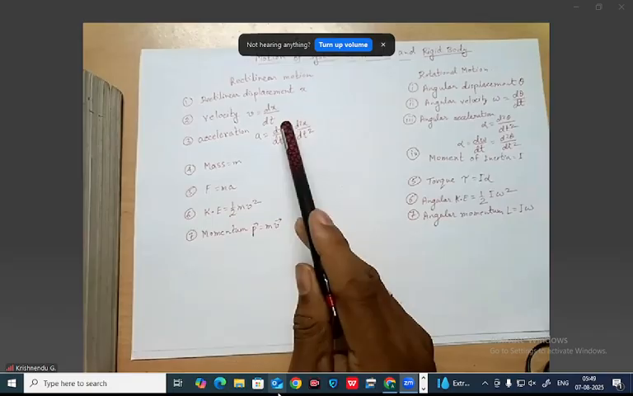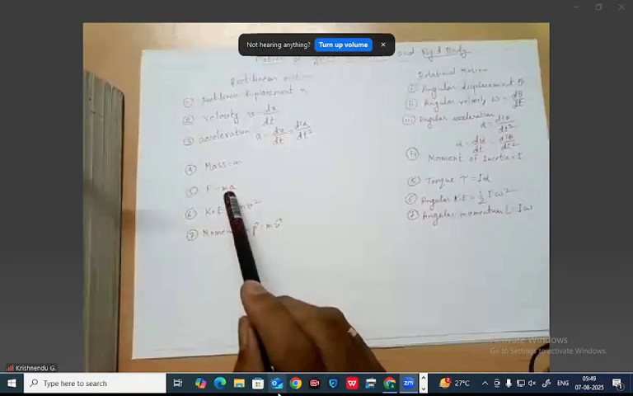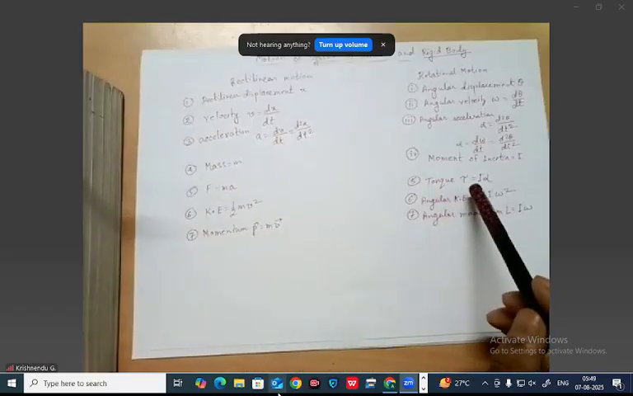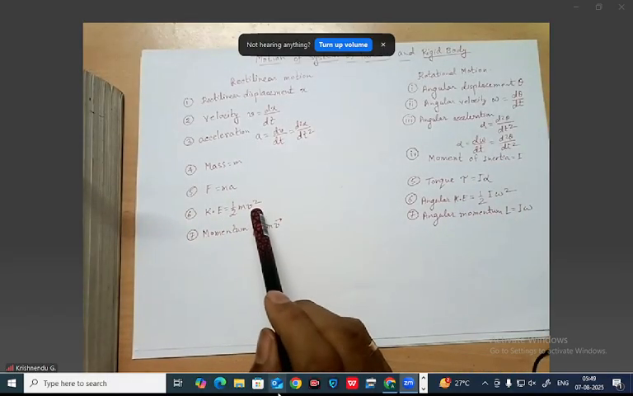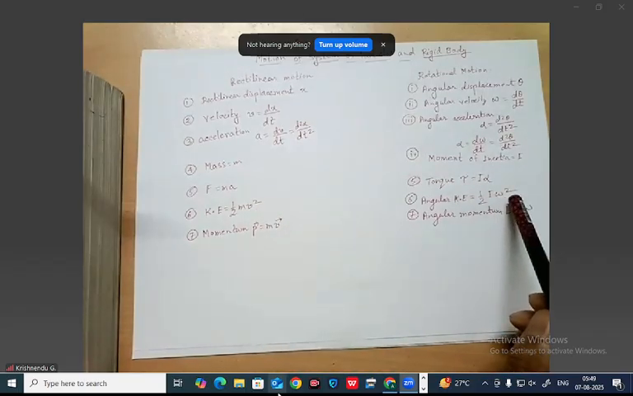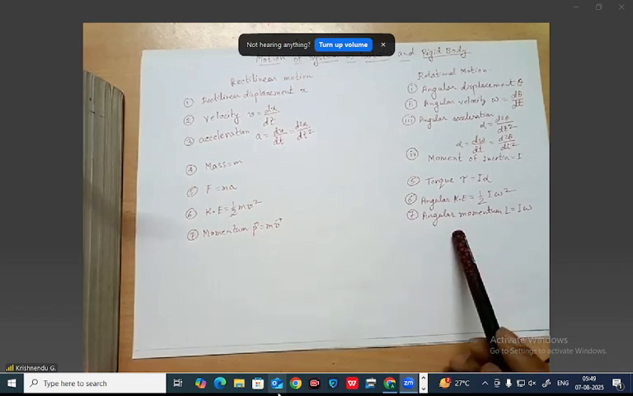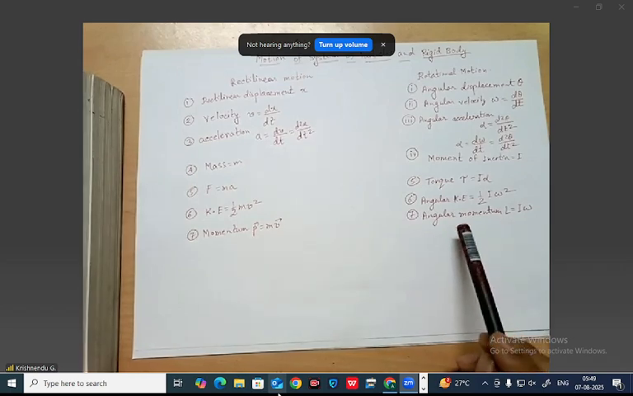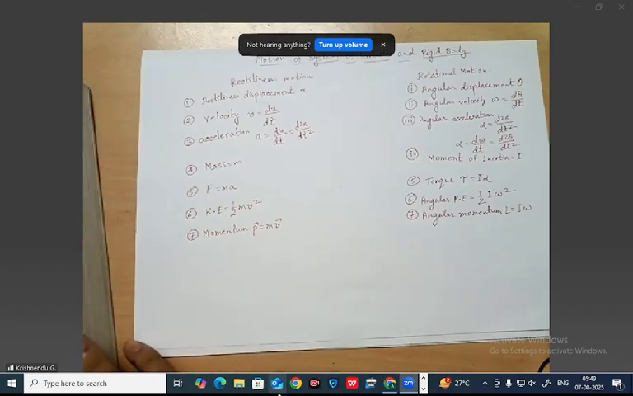Mass is represented by m, but in case of rotational motion, it is moment of inertia I. F equal to ma, but in rotational motion it is torque, tau equal to I into alpha. Kinetic energy is half mv square, but angular kinetic energy is half I omega square. Momentum p equal to mv, but angular momentum is I omega. This is the difference between rectilinear motion and rotational motion.